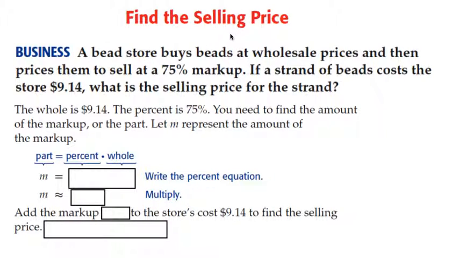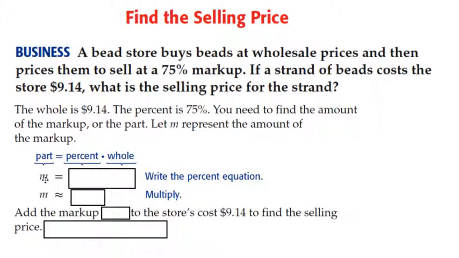So let's take a look. If we want to find the selling price, let's say we have a bead store and they buy some stuff at wholesale prices and then they sell them at a 75% markup. So let's say a strand of beads costs the store $9.14. They need to charge us more than that so that they can make some money. And they're going to charge us 75% more than that. We want to find out what they're going to sell it for. Well, this is our percent equation that we talked about in our last lesson. The whole is $9.14. The percent is 75%. So we need to find the amount of the markup, or the part.